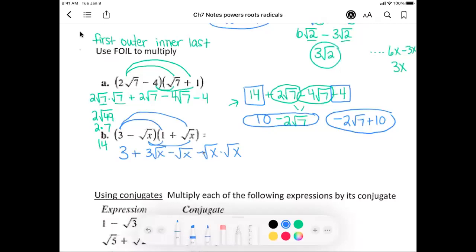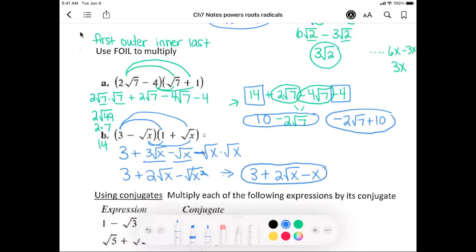I have a plain 3 at the front, and then here I have 3 square root of x minus 1 square root of x. I can combine these together to be 2 square root of x. And then right here, this minus square root of x times square root of x, I could technically multiply the x times x and get x squared. And when you take the square root of something that's a perfect square, basically the square and the square root cancel. So this would end up equaling 3 plus 2 square root of x minus just a plain x. And that would be the final answer.